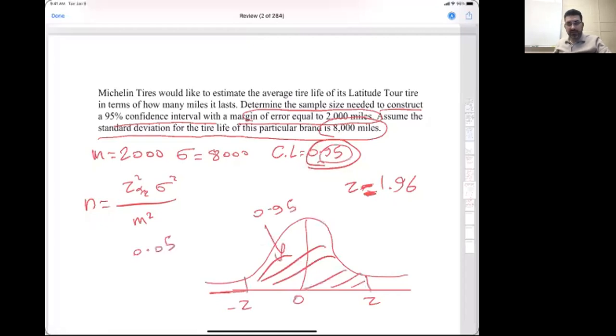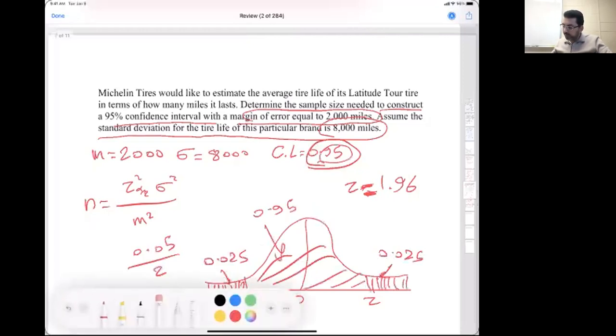So now the area is equal to 1. But the remaining area is divided by two areas, here and here, right? So when we divide it by 2, you will have here 0.025 and here 0.025, okay? So now you have all the areas under the curve defined, as you can see here.